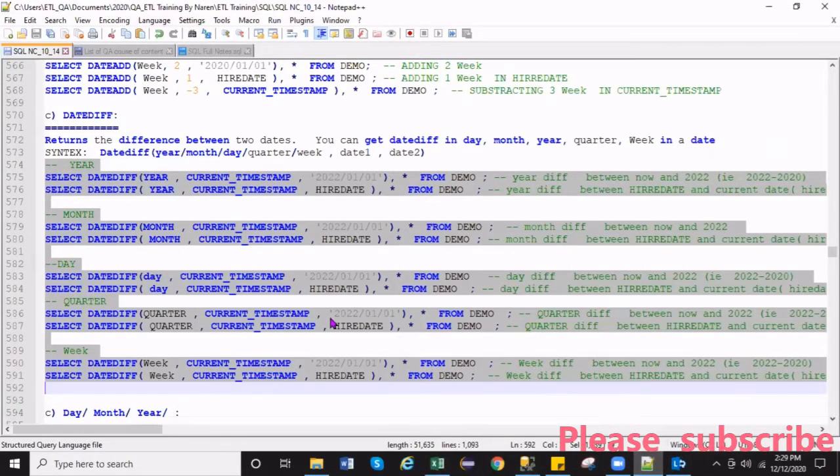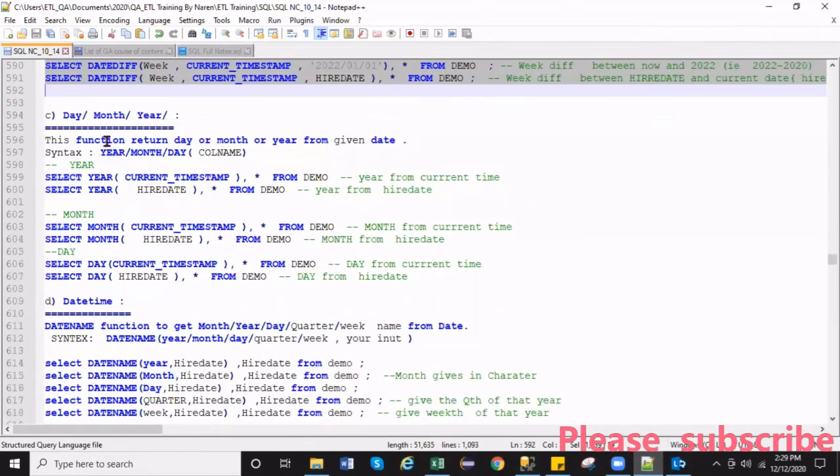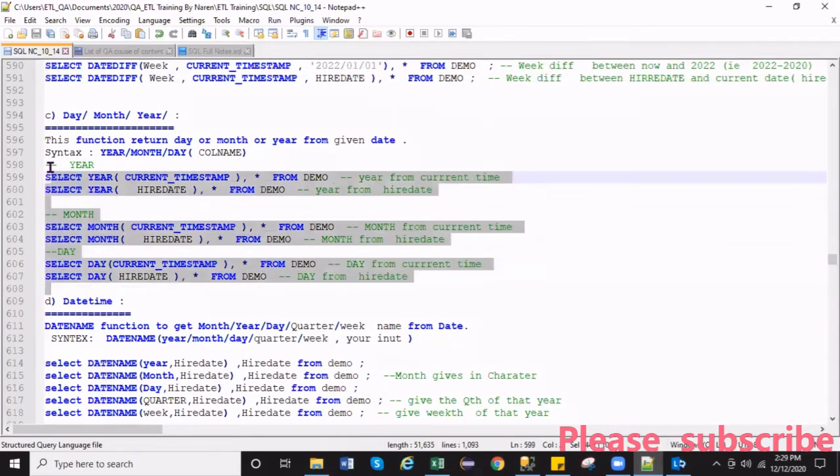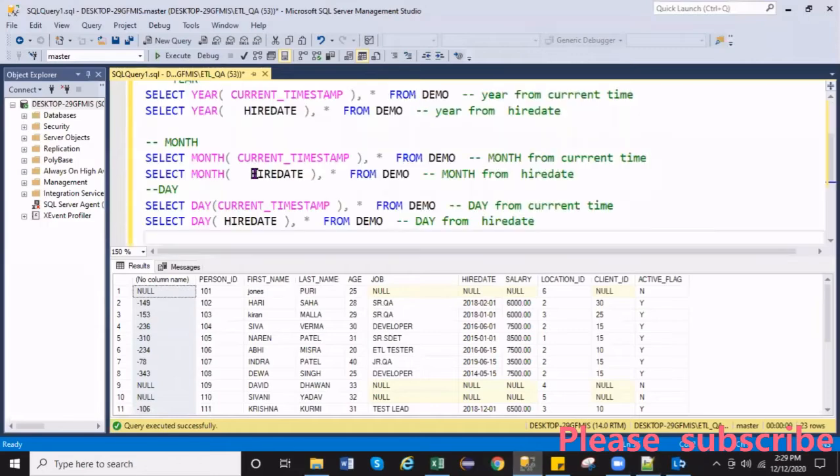Next, the day, month, year functions. We already discussed how to add, and how to find a difference between one date and another date. This function is a similar kind of thing. If you want to get only the year part, like I told you how to find your date of birth, you can find it by using the day, month, and year. So how does it work? Let's see that.